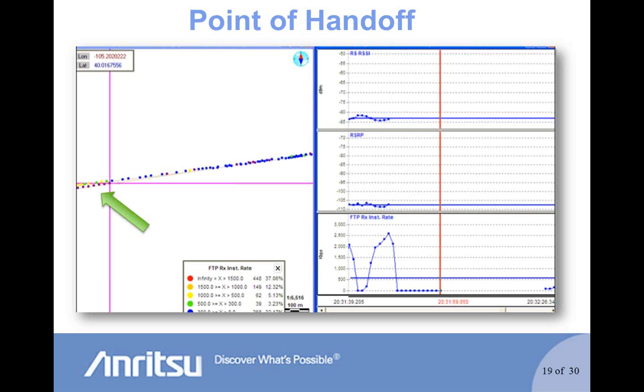So one of the advantages of having a tool that can collect both 3G and 4G is that you can take a look at each bin and again correlate that geographically to what the performance looked like. And in this case, that's what we're looking at. Next slide.